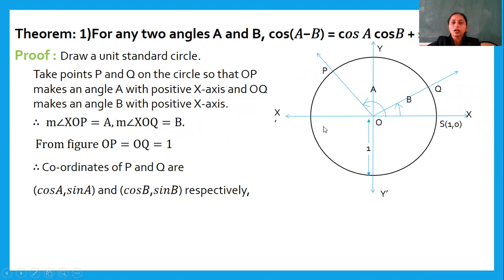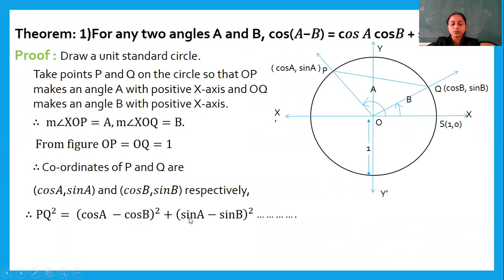Now, we have to find here the distance PQ. For finding this distance PQ, we use the distance formula. So PQ square is (cos A minus cos B) whole square plus (sin A minus sin B) whole square by the distance formula. Simplify this one.